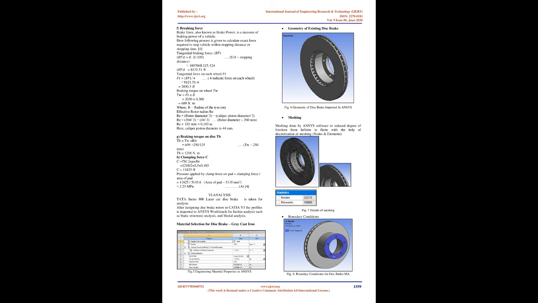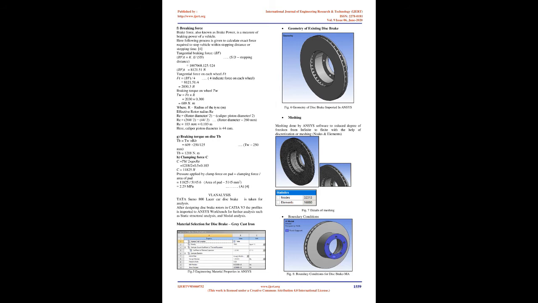Parameter name, parameter value. Outer diameter of disc: 260 mm. Inner diameter of disc: 140 mm. Hole diameter: 10 mm. Thickness of disc: 12 mm. Weight of disc: 6.2 kg.